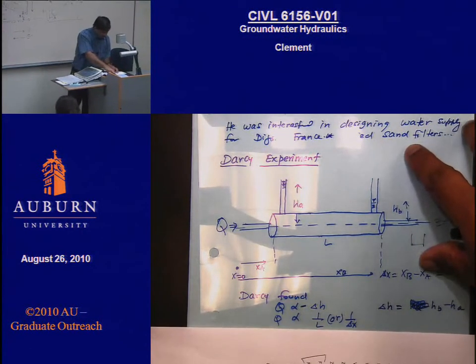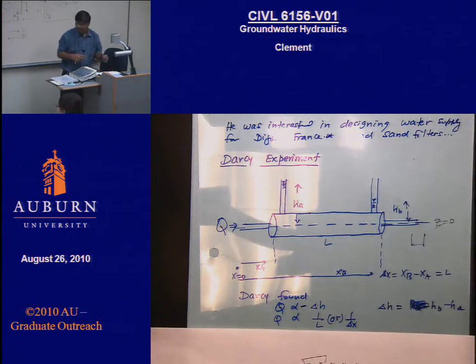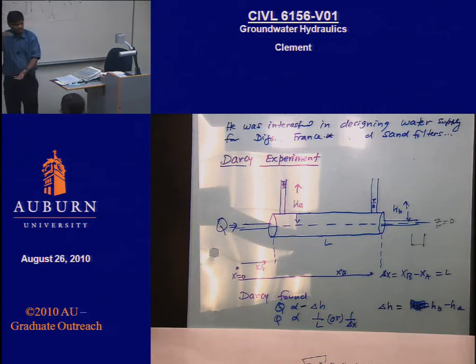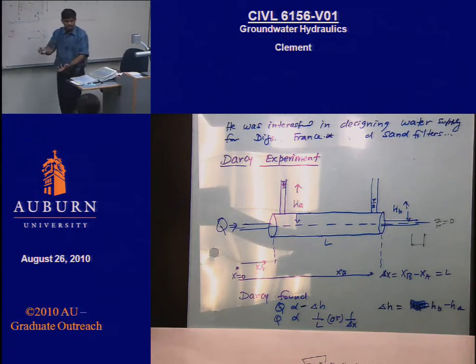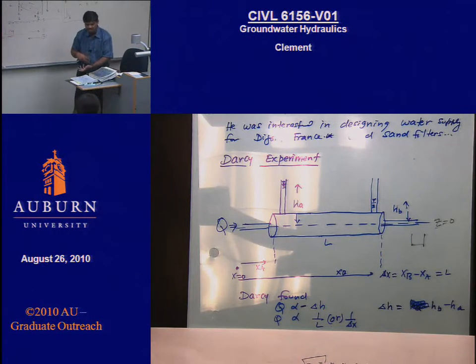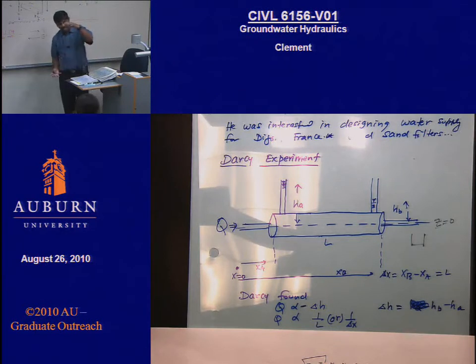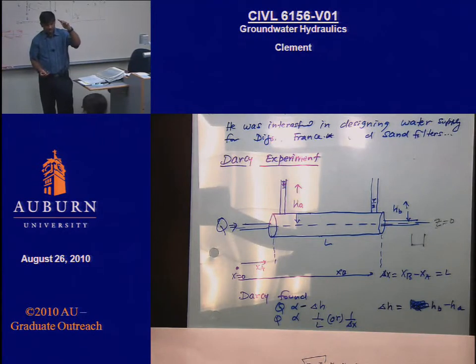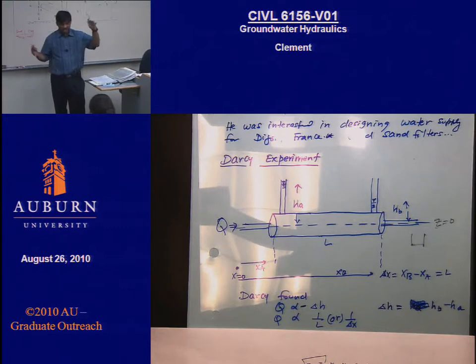Okay. The next thing he did was he played with the area of the column. He had a big column and a small column. What do you think would have happened? Directly proportional or inversely proportional? If you increase area, the flow will go up or go down? Down? For a given everything else remaining the same.